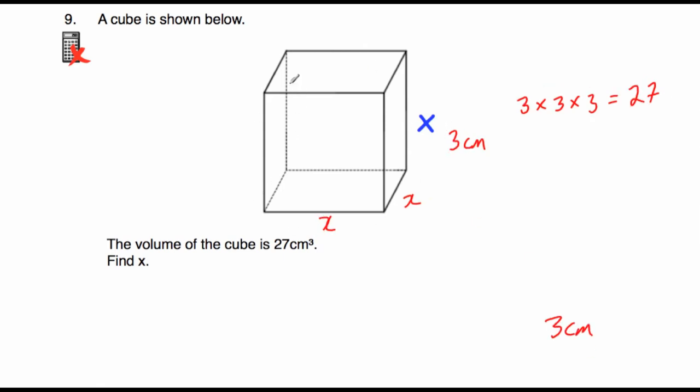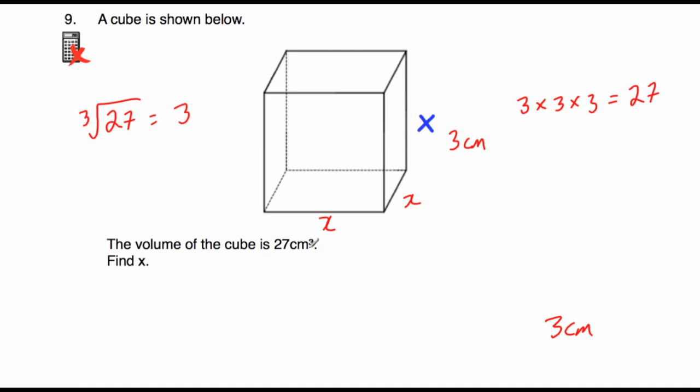In terms of this question, we were given a cube and told its volume, and we wanted to find the side length. And if you ever want to find the side length of a cube and you're told its volume, you just want to work out the cube root of that volume. So in this case, we worked out the cube root of 27. And to find the cube root of a number, you just figure out what number you multiply by itself and by itself again to get 27. In this case, it would be 3.